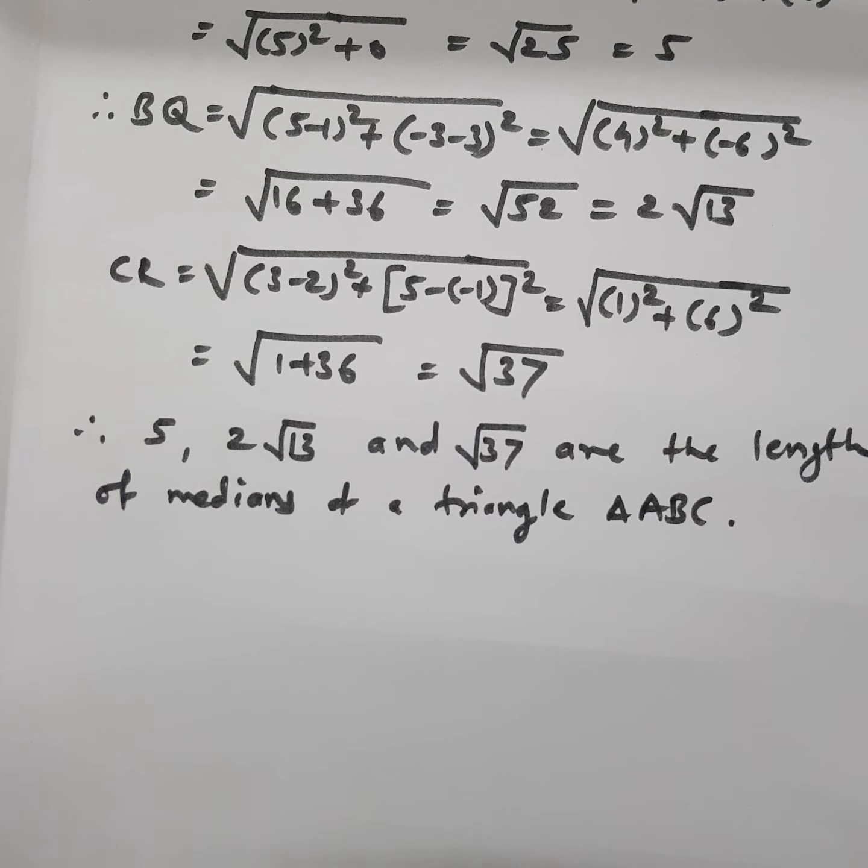Then the 15th example is: A(4, -1), B(6, 0), C(7, -2), D(5, -3) are vertices of a square. Again we have to find all sides of the quadrilateral. As we have to show the quadrilateral is a square, all sides will be congruent. AB is equal to BC is equal to CD is equal to AD, and the diagonals will also be congruent because the diagonals of a square are congruent. So also find diagonals AC and BD, they will also be congruent.